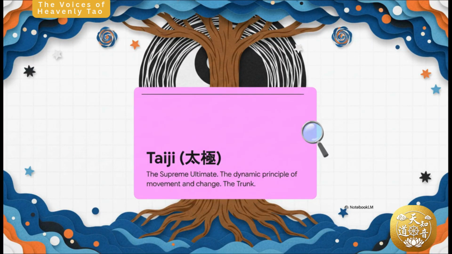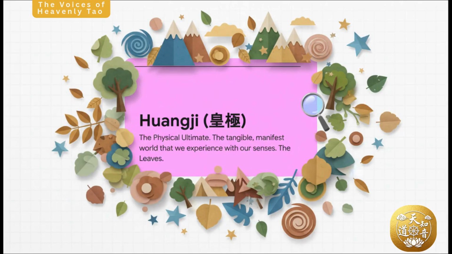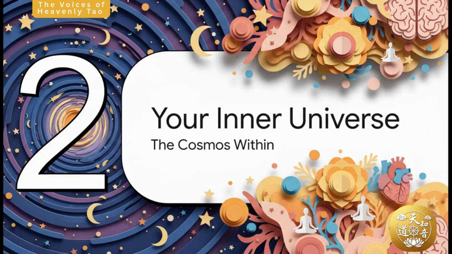Okay, so from that absolute stillness, something begins to stir. And that movement is Taiji, the supreme ultimate. This is the trunk of our cosmic tree. It's the dynamic, non-stop dance of yin and yang. This is basically the operating system of the cosmos, the natural laws that dictate how everything grows, changes, and interacts. And all that dynamic energy flowing up the trunk leads us to Huangji, the physical ultimate. These are the leaves. This is the world you and I live in, the tangible stuff we can see and touch and experience, the stars, the earth, our very own bodies. It's the gorgeous, complex result of that source potential flowing through the laws of motion. So that's the grand cosmic map.